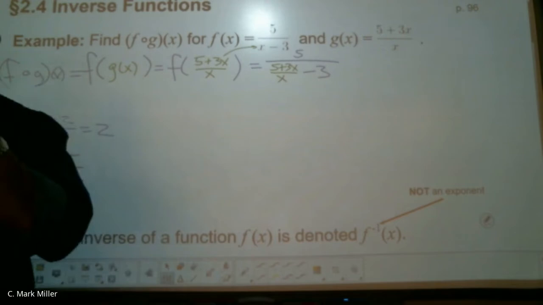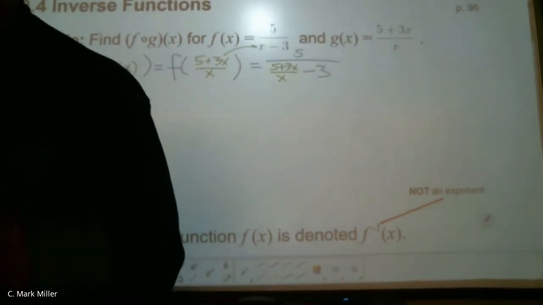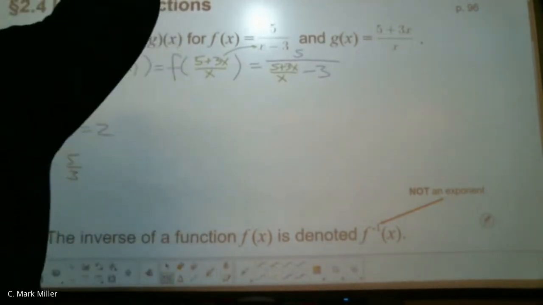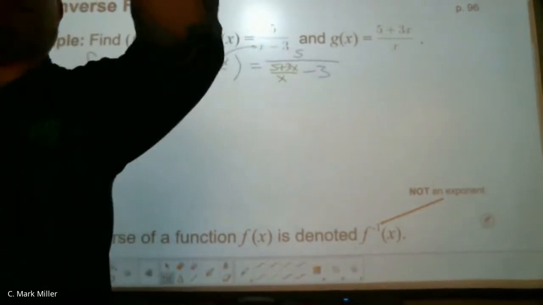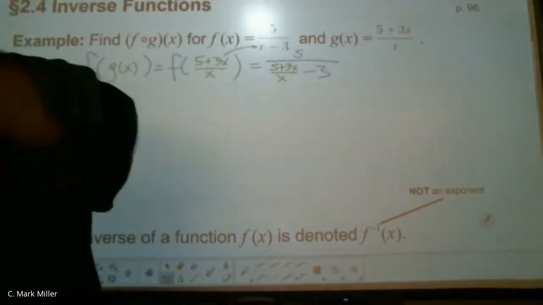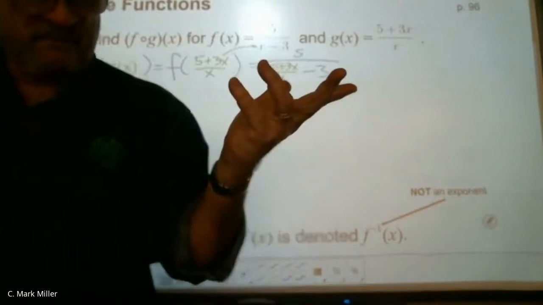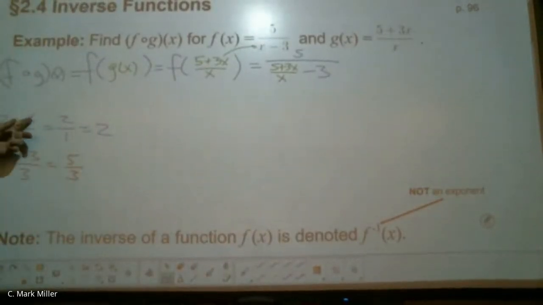Here's the rule. You can only cancel factors. Now, factors are things that are multiplied. So if the whole top is multiplied by 3 and the whole bottom is multiplied by 3, you can cancel the 3's. But here, the whole top is not multiplied by 3. You have a 3 there, but not right there.